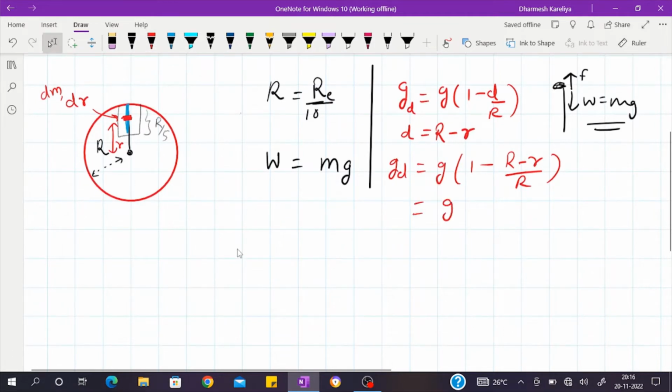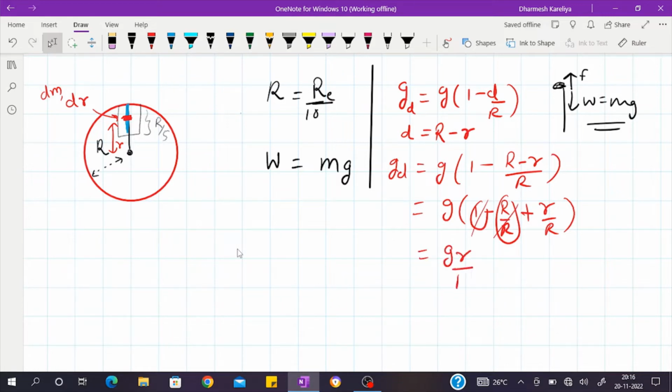So this will be g times the bracket, 1 minus r by R, capital R. Minus and minus becomes plus, small r by capital R. This is 1, this is also 1, both will cancel, so 1 minus 1 will become 0. So what you will be left with is g r by capital R, that will be g_d. Now we have g at any depth d as a function of r.